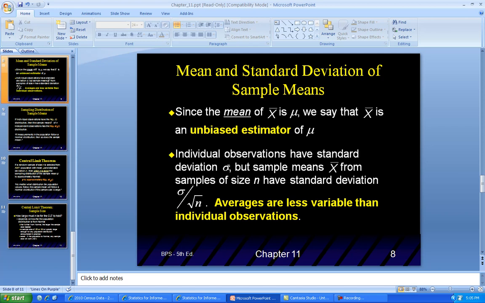When you want to find the standard deviation of your sample, you do this: sigma divided by the square root of n. If you had 25 people, the square root of 25 is 5. You divide the sigma by 5. That's your sample standard deviation. So it's not the same.